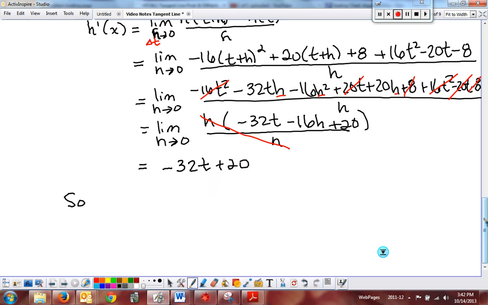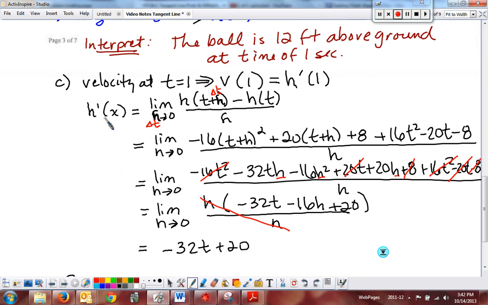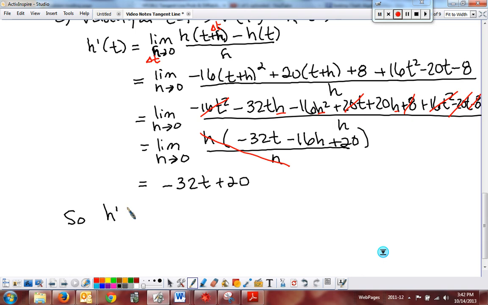And see, every time I look at this, I see a mistake that I make. That's not h prime of x, that's h prime of t. Always check yourself, make sure you have the correct variables in there. So h prime of t is negative 32t plus 20.